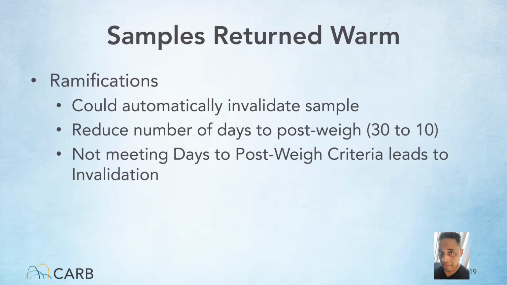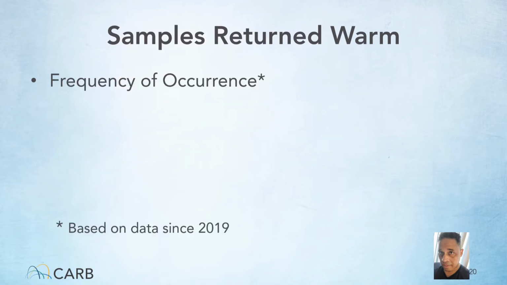Don't worry about trying to memorize the criteria I just stated. Rather, it's important to know that if we receive samples warm for these programs, it could severely limit the amount of time the lab has to weigh the filter. And if the lab is not able to weigh the filter in time, the sample is invalid. So how often do samples arrive warm?